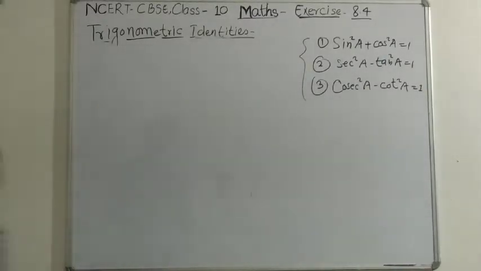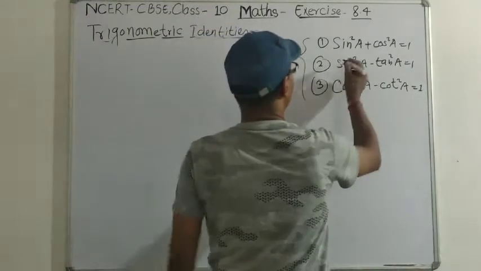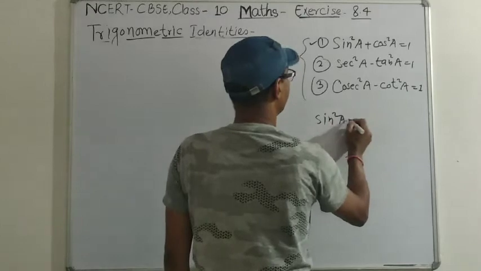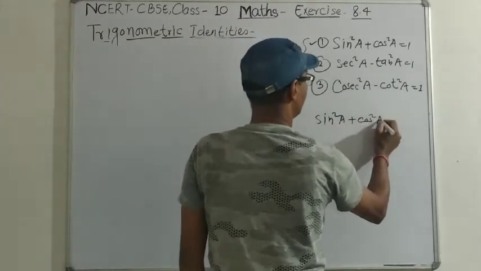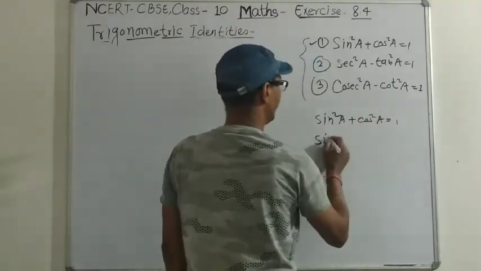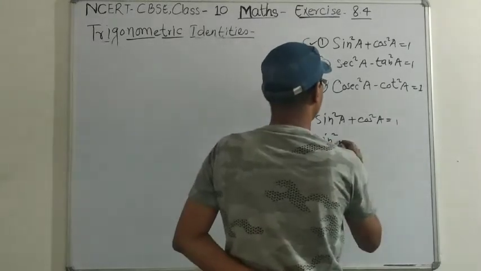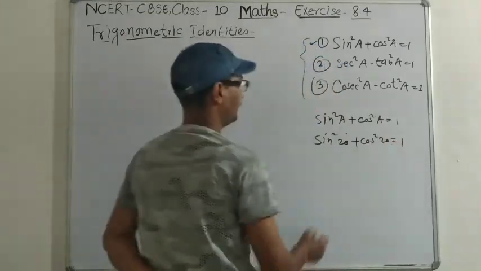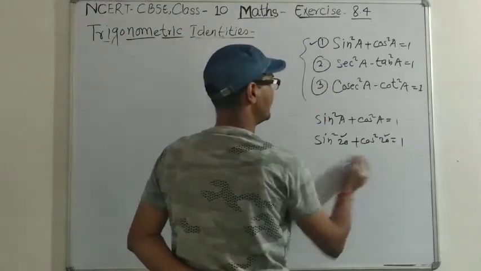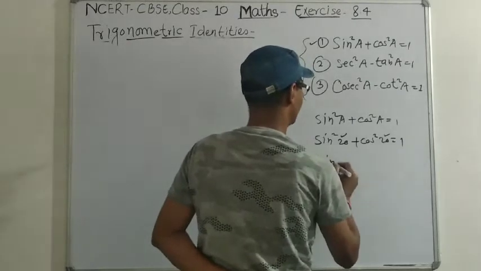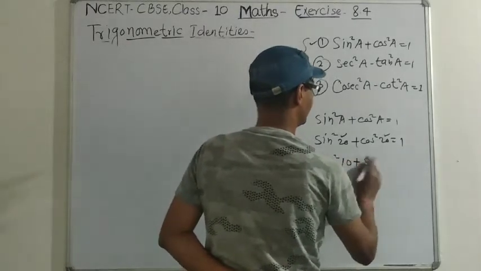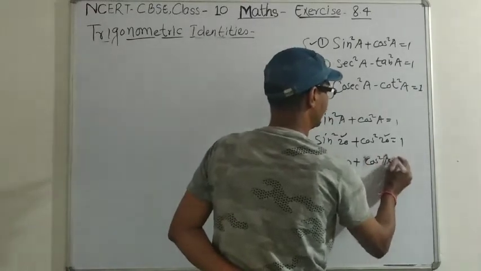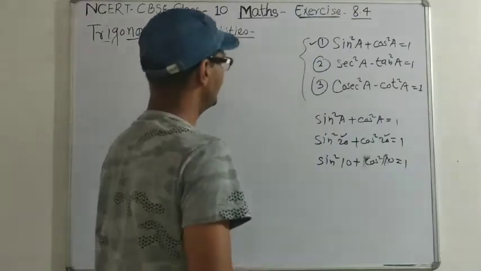Now we have done the three identities. Which type of questions will come, and where to use this? Suppose sin square A plus cos square A is equal to 1. If anywhere we have sin square 20 degree plus cos square 20 degree, the answer becomes 1. If the angles are the same, the answer becomes 1. Like sin square 10 plus cos square 10 also becomes 1. So it can be used like this.